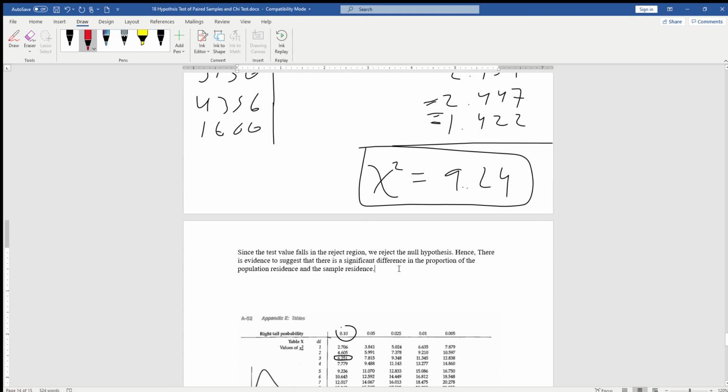Okay. All right. So before you move on to the next set of videos, which talks about the other two types of chi-square tests, I would make sure that you're all okay being able to do this type.